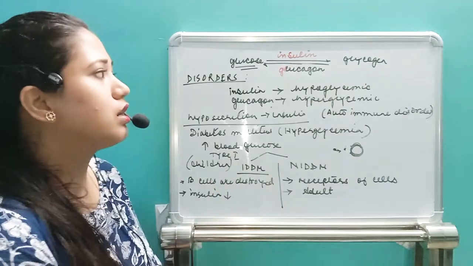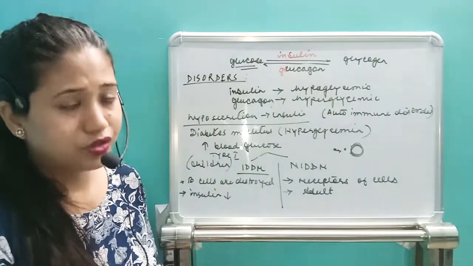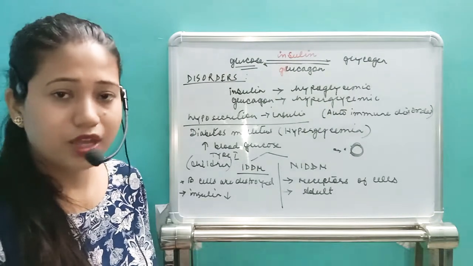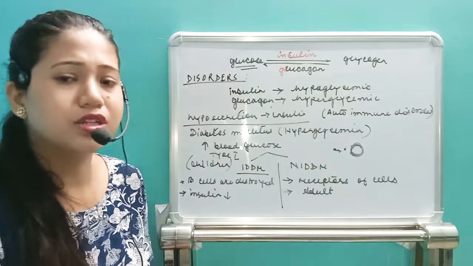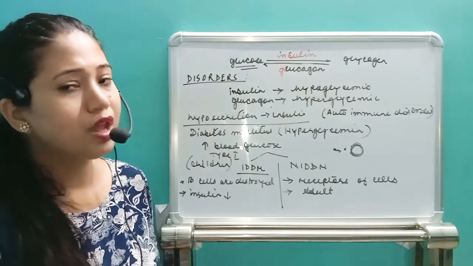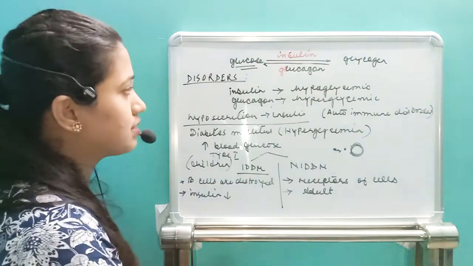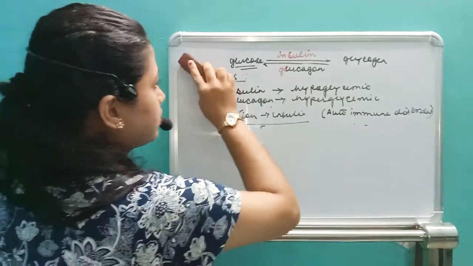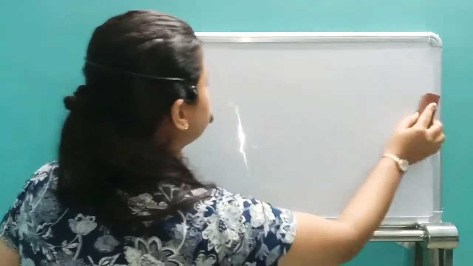So this is how the insulin and glucagon work. You must remember both of them, they are antagonistic to each other. Okay, just remember that, this is important. This is about the pancreas you have to know. Then after that, let's move to the next gland, that is the adrenal gland. So this is about the insulin you need to know.